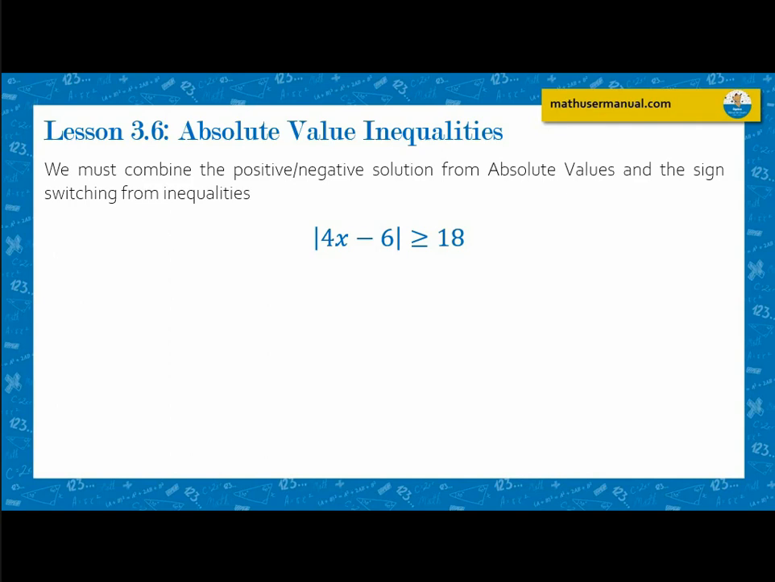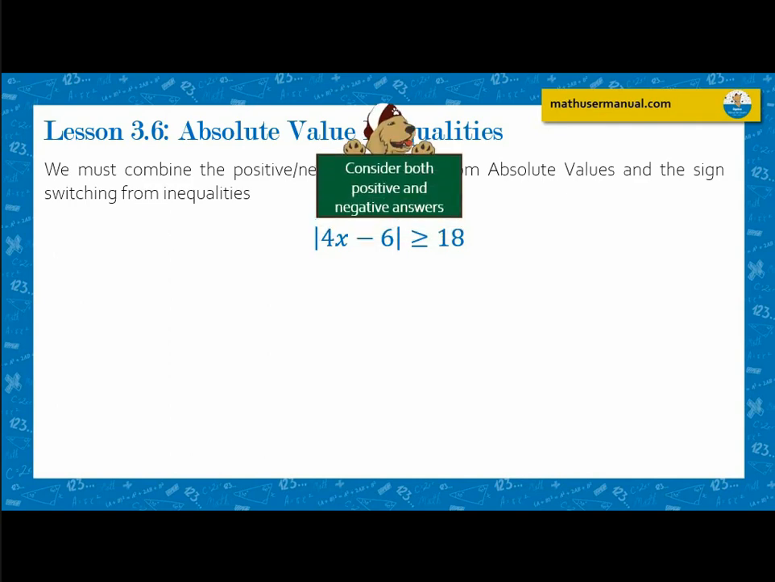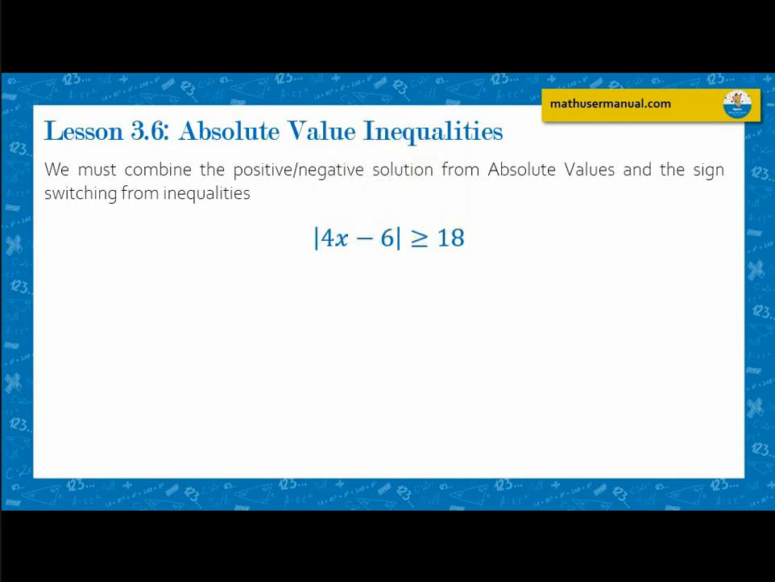Let's solve this absolute value inequality that we can see on the screen. The absolute value of 4x minus 6 is greater or equal than 18. To start, same as with every absolute value equation, for inequalities we also consider both the positive and the negative answer. Meaning, we have to write 4x minus 6 greater or equal than negative 18 and 4x minus 6 greater or equal than positive 18. We have both the negative and the positive solutions, as we learned in lesson 3.4.